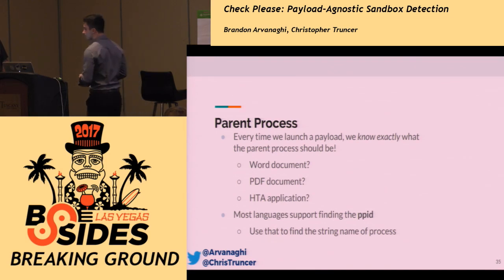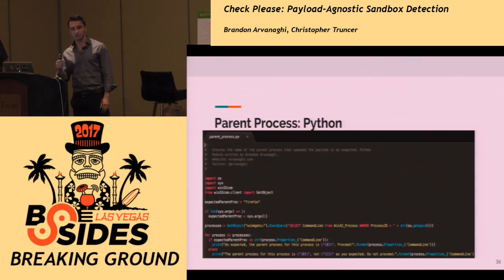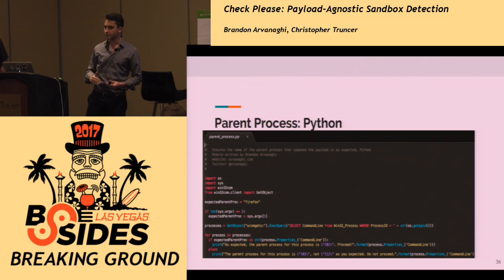Now, most languages allow you to find the PPID of the process that you're in. That's the parent process ID. Because in Windows, that's actually part of the PEB, which has information about the process and its parent process. If you use that parent process ID from your payload, you can do a query, just querying all the processes running on that system. Check that parent process ID and look which process name corresponds to it. And if the process name is not how you expect, this is the Python implementation, then don't proceed.